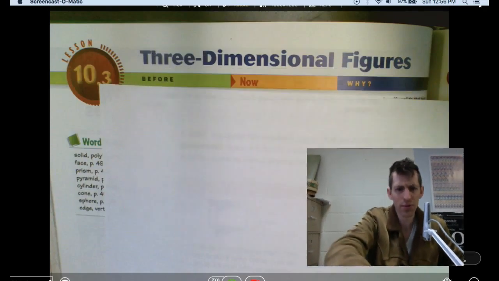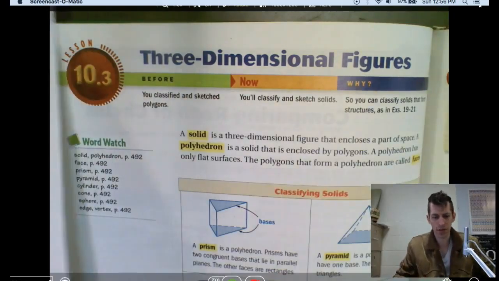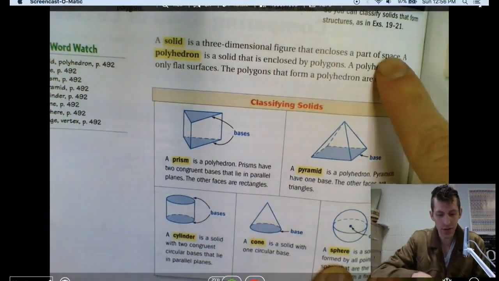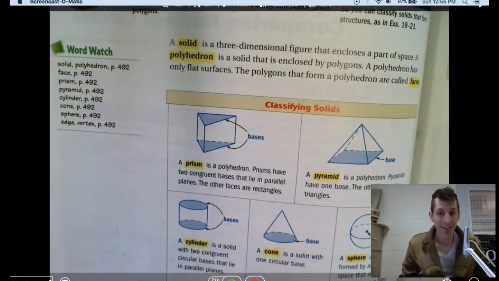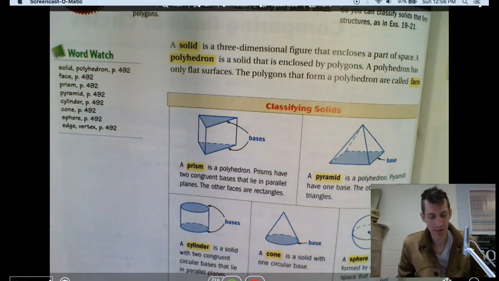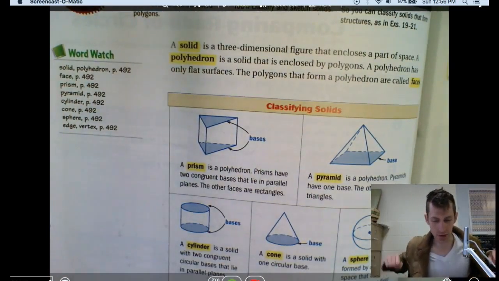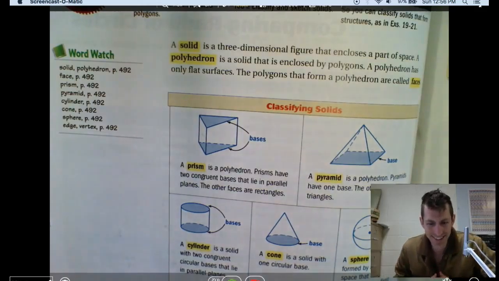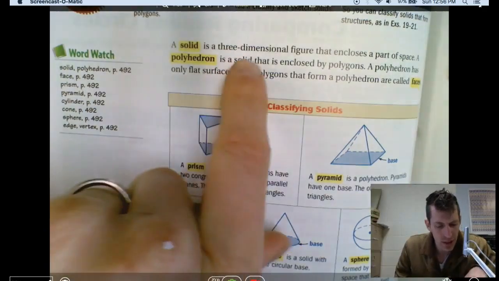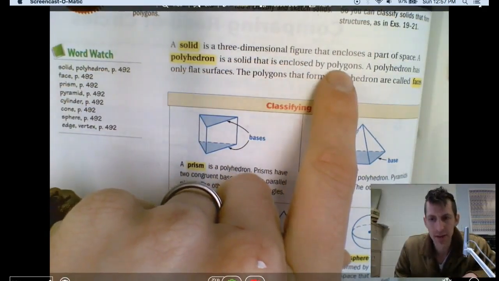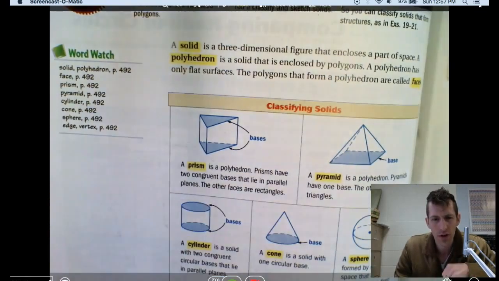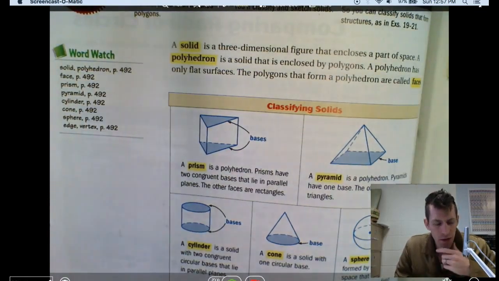Cool. Let's take a look at your book. They're going to show you some other different three-dimensional figures. And they tell you here at the top, a solid is a three-dimensional figure that encloses a part of space. Are you a solid? Are you a three-dimensional figure that encloses a part of space? Yeah, you're a solid. Some of you are a little more solid than others. A polyhedron. Are you a polyhedron? A solid enclosed by polygons. You would look very weird if you were a polyhedron, if you were all polygonal.